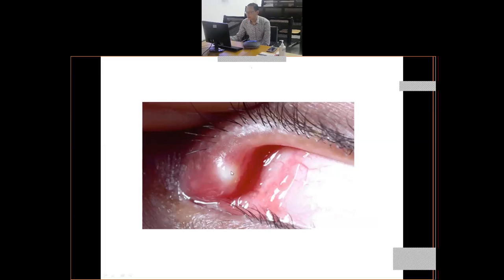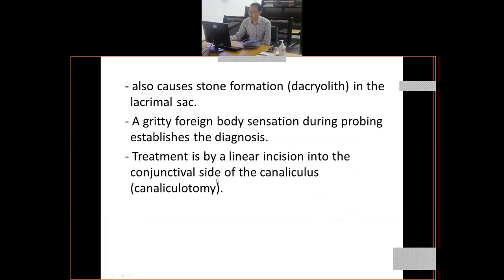You can see in this picture, this is the punctum. Surrounding structures are inflamed with pouting of the punctum. This is a case of canaliculitis. It also causes stone formation in the lacrimal sac. Aggressive foreign body sensation during probing establishes the diagnosis. Treatment is by linear incision in the conjunctival side of the canaliculus.